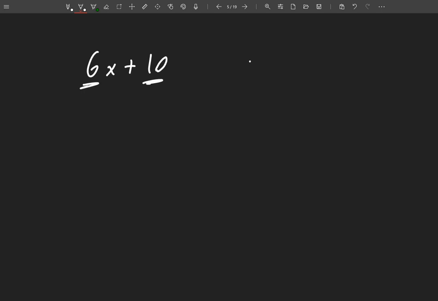I know you can't tell. I'm trying to erase this dot furiously. It's just not erasing. Hang on a second. This is going to drive me crazy. Maybe you try it this way.